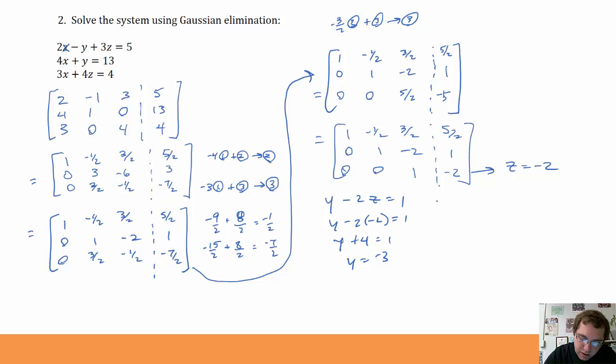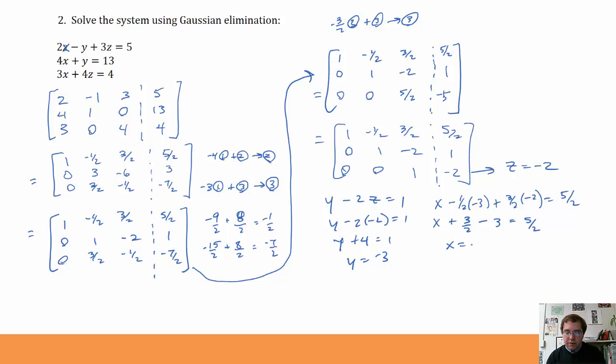Go up to the top. X minus 1/2 times y, where y is negative 3, plus 3 over 2 times z, where z is negative 2, equals 5 over 2. A lot of fractions there. All the more fun. So x plus 3 over 2 minus 3 equals 5 over 2. So x equals 5 over 2 minus 3 over 2 is 2 over 2, which is 1, plus 3 is 4. My solution set is the point 4, negative 3, negative 2. All done.